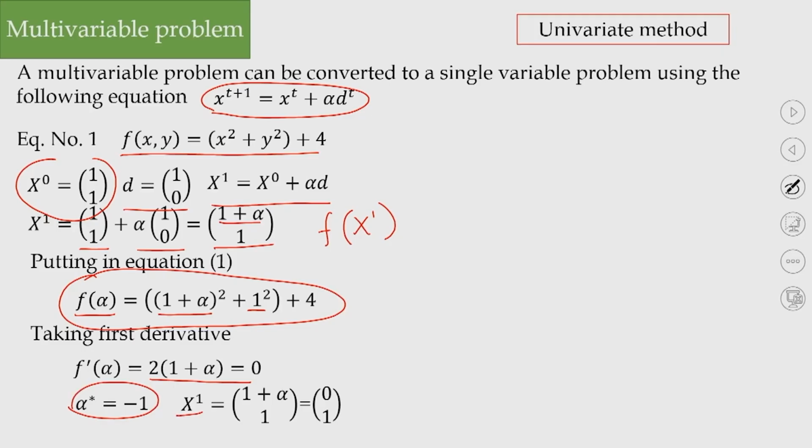Therefore, x1, the optimal solution along the x direction from the starting point, is (1 + alpha, 1). Now, alpha equal to minus 1, that means the optimal solution along the x direction is (0, 1). So, I am getting this solution, and this is the optimal solution, or I can put a star here for the optimal solution, so x1 star is (0, 1). So, now I have the optimal solution along the x direction. What is the next step? The next step is you go along the y direction.